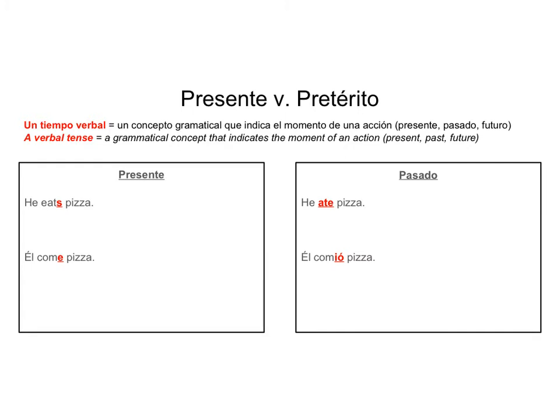So if we look at this comparison here, in English, the present tense sounds like the sentence, he eats pizza. And in Español, él come pizza. So this little ending of our verb with an S, eats, indicates that the action is happening in the present moment. So the spelling of the verb indicates when an action happens.